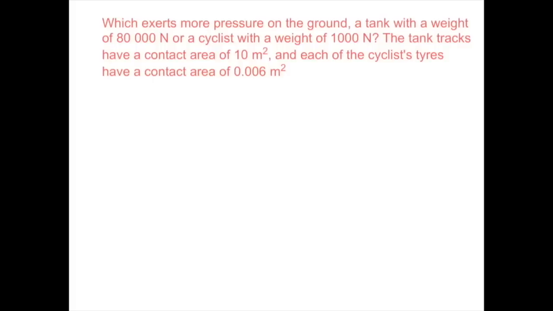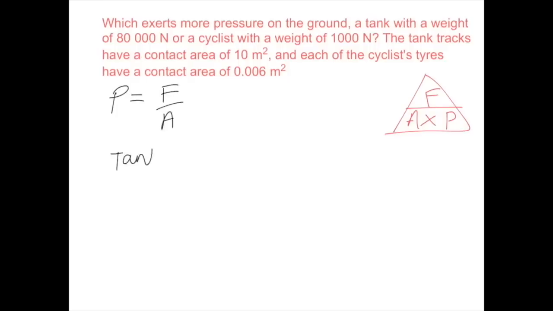What you need to do is begin by drawing the triangle to help you sort out your formula. It looks like this: force at the top, then area, and then pressure. I'm obviously looking at the pressure, so I need the form of the equation which looks like this: force over area. I'm going to start by looking at the tank.